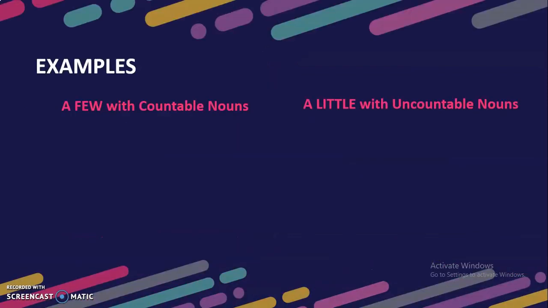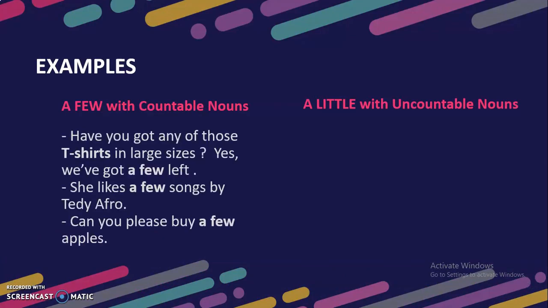Let's see some examples. First, a few with countable nouns. Have you got any of those t-shirts in large size? Yes, we have got a few left. She likes a few songs by Teddy Afro. Can you please buy a few apples?